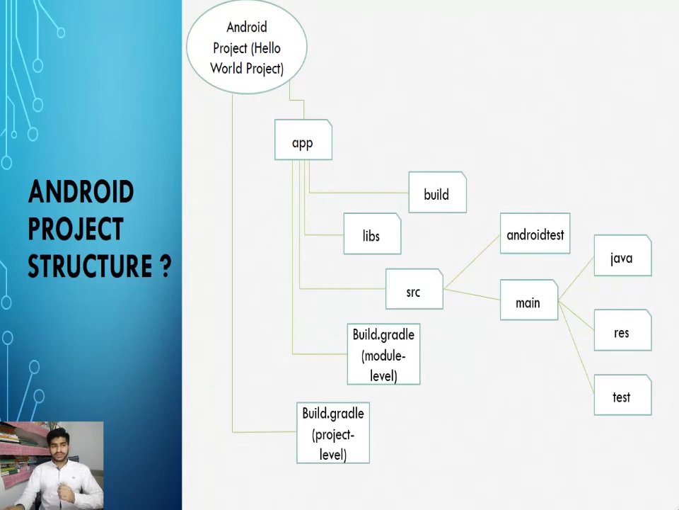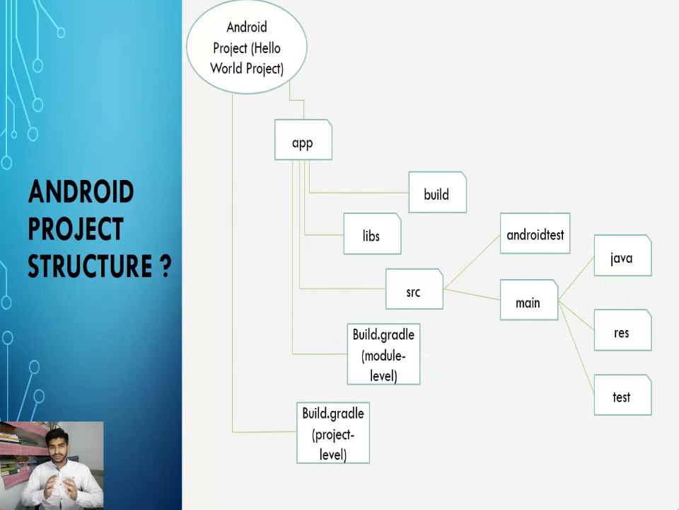Next one is the test directory. The test directory basically contains code for local tests that only run on your host JVM. Now you see that there are two build.gradle files.